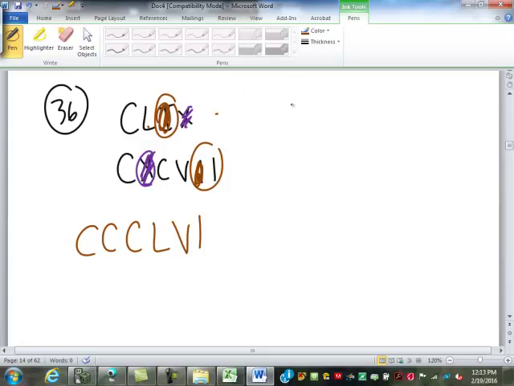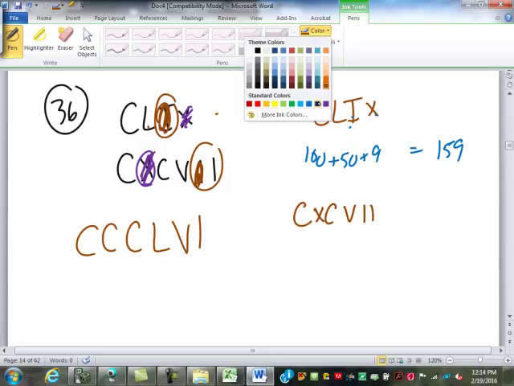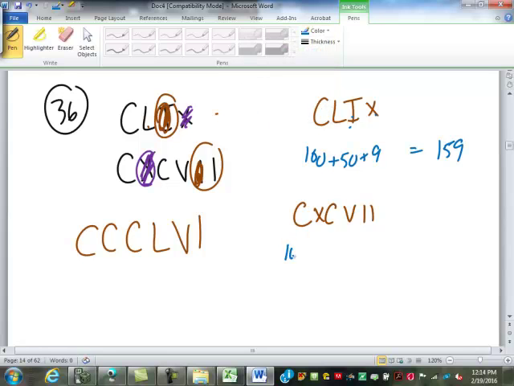Now, the other way we could have done that is we could have just converted. CLIX: C is 100, L is 50, IX is 9. It's I in front of the X, which means it's 1 away from 10. That's 159. CXCVII: well, this first C is 100. X in front of the C is 10 from 100, or 90. Plus 5 plus 2. So it's 192.